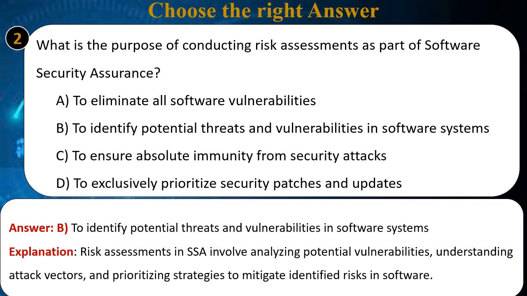Therefore, the primary purpose of conducting risk assessments as part of software security assurance is to proactively identify potential threats and vulnerabilities in the software system before they can be exploited. This analysis helps developers prioritize mitigation efforts, allocate resources effectively, and make informed decisions about security controls. By understanding the likelihood and potential impact of various threats, developers can focus on addressing the most critical vulnerabilities first, implement appropriate security controls to mitigate risks, and develop a more robust and secure software system.